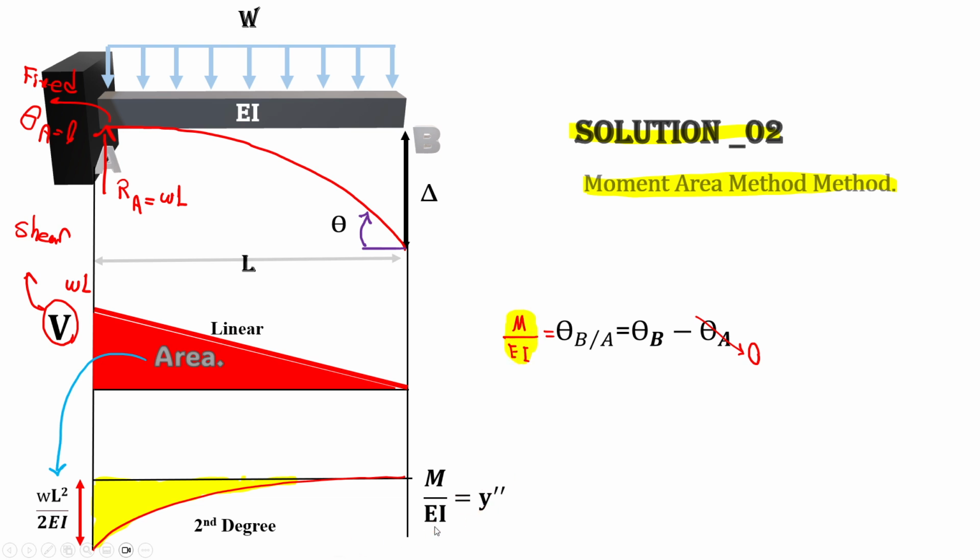And in that sense, it just says M over EI, which is this yellowish area of the second degree. And we know the area of a second degree curve with this characteristic is 1/3 of the base, 1/3 of WL squared over 2EI times the length, which is the length of the entire span. And it makes WL cubed over 6EI. That's our theta at B.